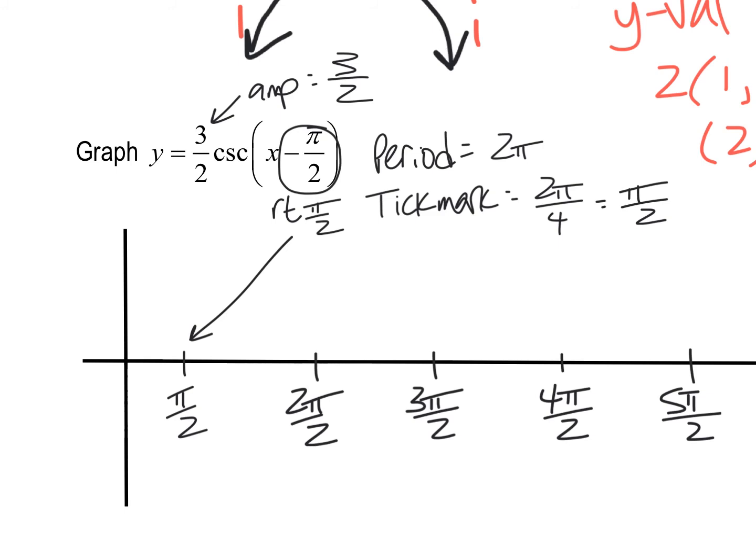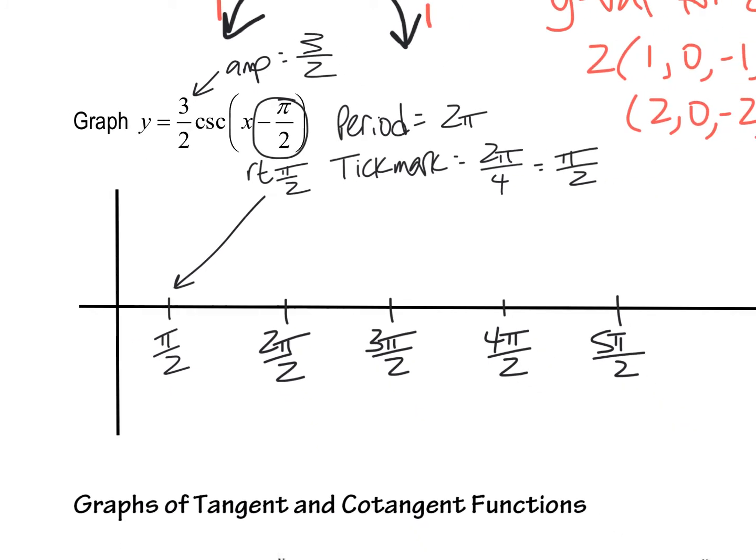Notice that the period here is 2 pi. That means from start to finish, the distance between the start and the finish is 2 pi. When you subtract 5 pi over 2 minus pi over 2, you get 4 pi over 2, which is the same exact thing as 2 pi. That's just a way to double check your work to make sure that you haven't added or subtracted any of your fractions wrong. Make sure that the period actually matches up with what you have on your x-axis.